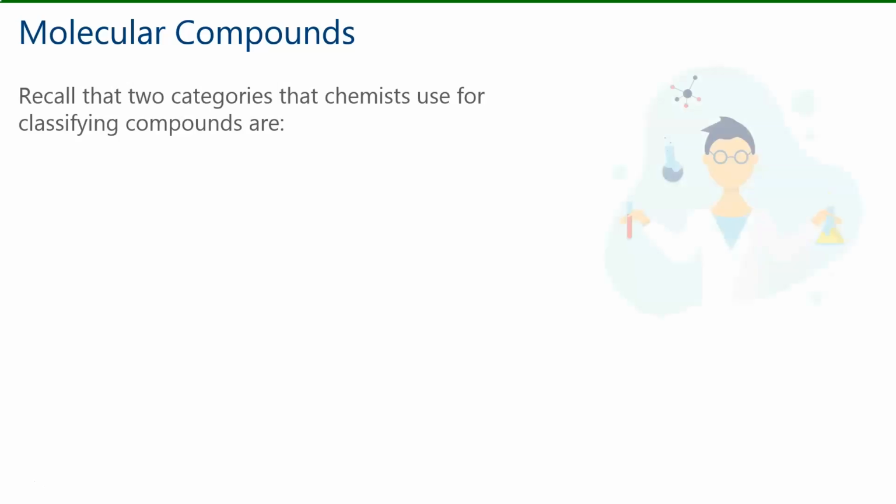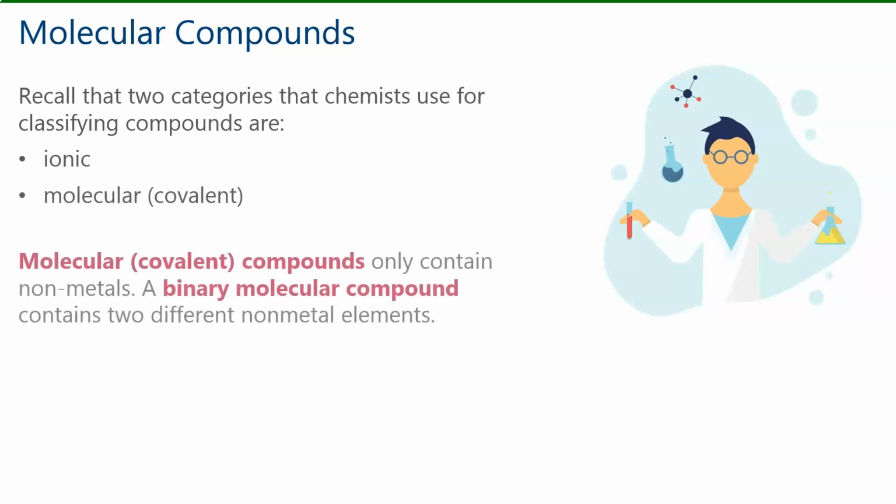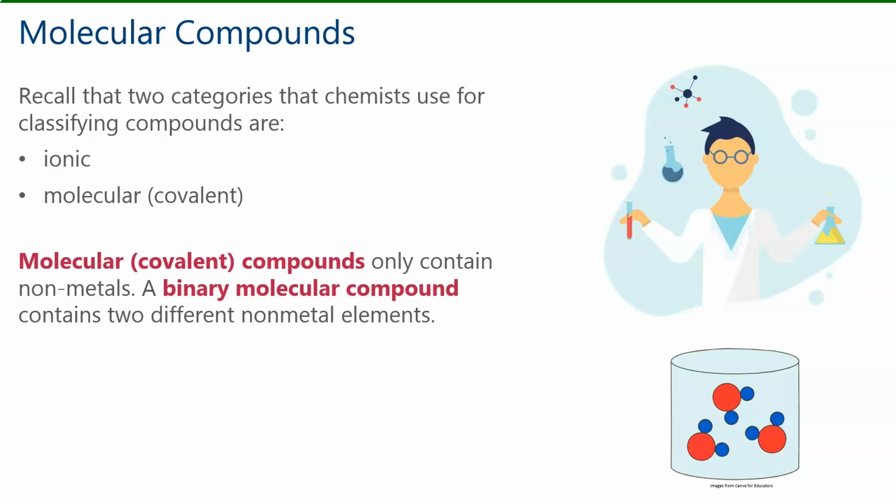Recall that two categories that chemists use for classifying compounds are ionic and molecular, also known as covalent. Molecular or covalent compounds only contain nonmetals. A binary molecular compound contains two different nonmetal elements. The diagram shows an example of a binary molecular compound. One nonmetal is red in color, and the second nonmetal is blue.